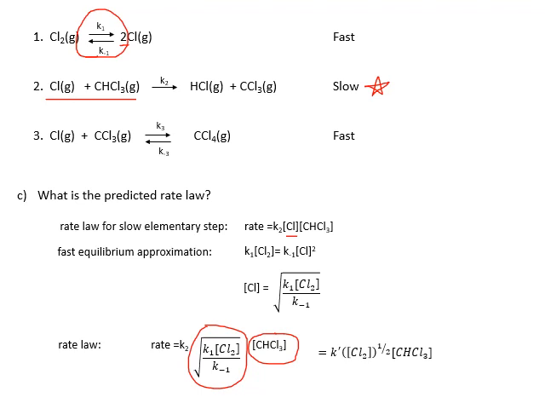Rearranging this and putting all the constants together into a K prime, we get that the rate of this reaction should be equal to a rate constant times the concentration of Cl2 raised to the 1/2 power times the concentration of CHCl3. This is an example of a rate law that is first order in CHCl3, but actually half order in Cl2. Although we typically only consider 0, first, and second orders in this class, we see that more complicated mechanisms can lead to other concentration dependencies.